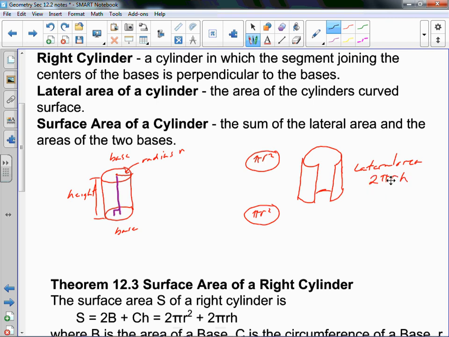which 2 pi r is circumference, right? So if you knew the circumference of this circle, then you know how far it is around this edge of the lateral surface, and then the height would give you the other side. Which if we flatten this out, it would just be a big rectangle, right?